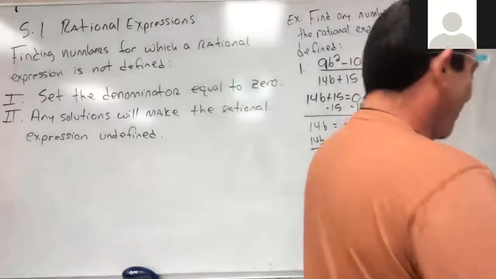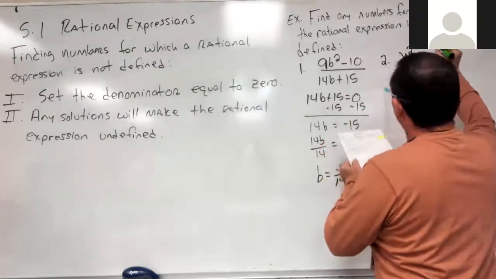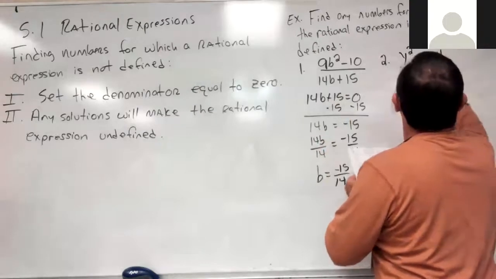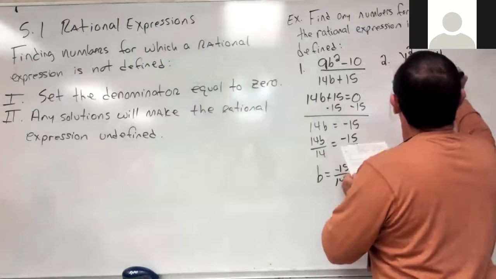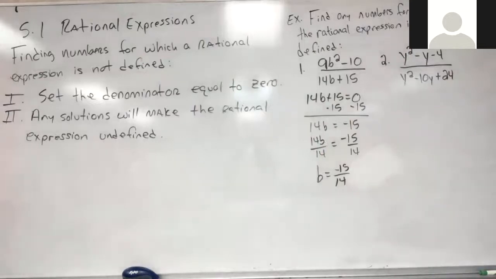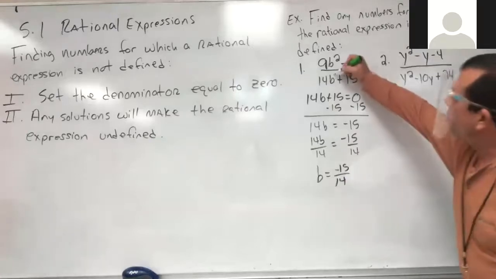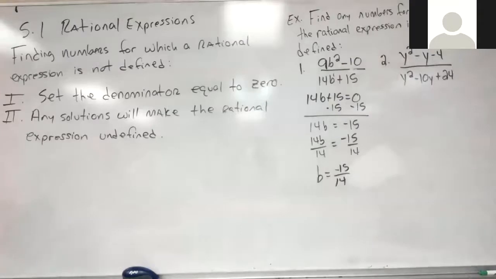All right, I should be able to squeeze 2 up here. So, on this one, I got y squared minus y minus 4 all over y squared minus 10y plus 24. So we'll say on this one, since we got an exponent of 2, we're going to get 2 numbers that we got to exclude, okay? First one, you only had an exponent of 1 on the b, so we only had 1 number, okay? So I'm going to take that bottom and set it equal to 0.